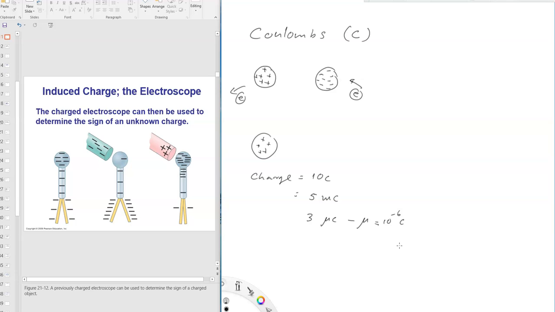So as I said before, a coulomb is a lot of charge. Let's say if you have a 1 coulomb charge, that's a lot. Normally the charges we encounter in our day-to-day life are at micro and millicoulomb levels.